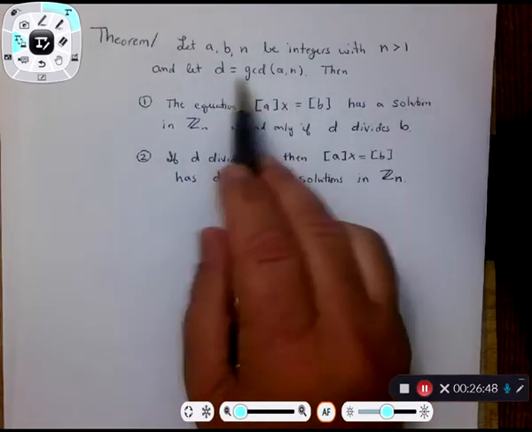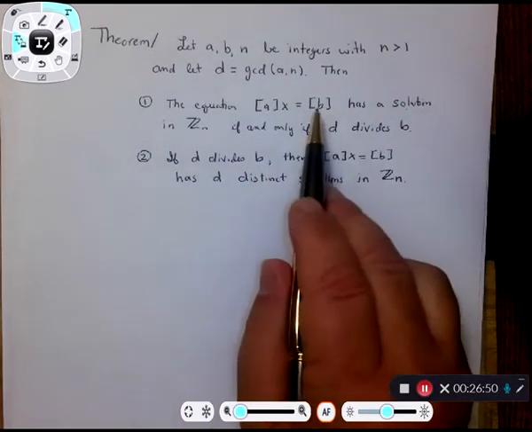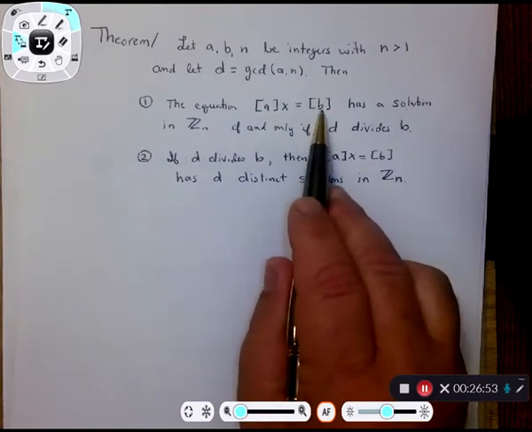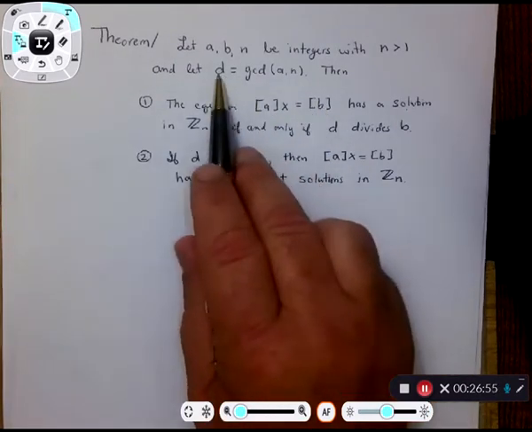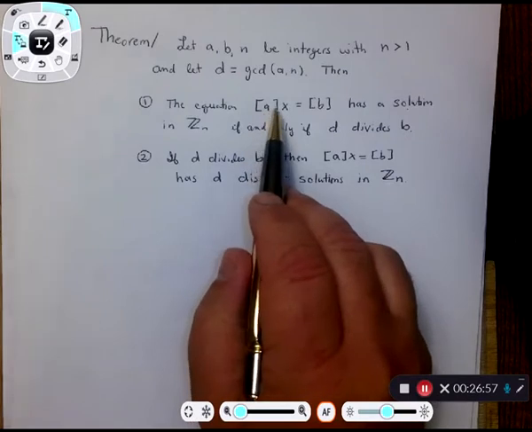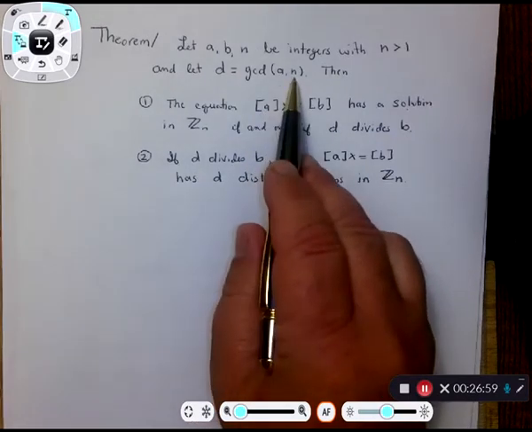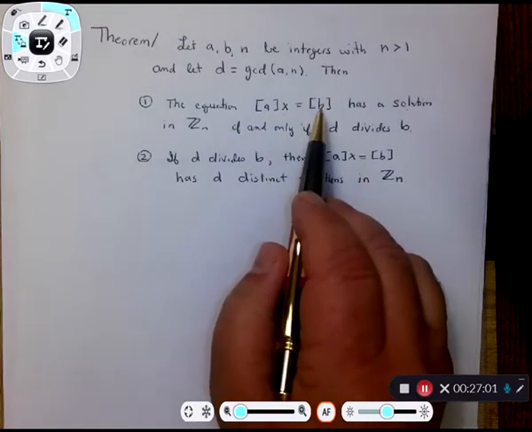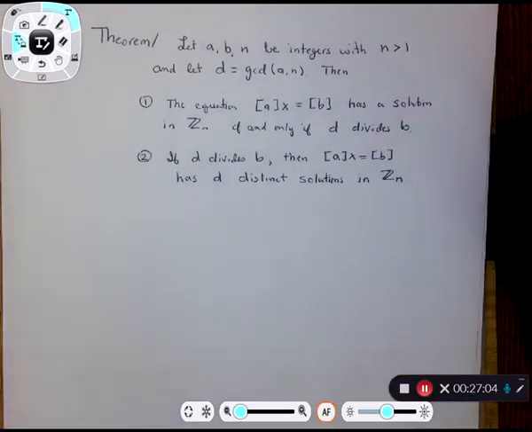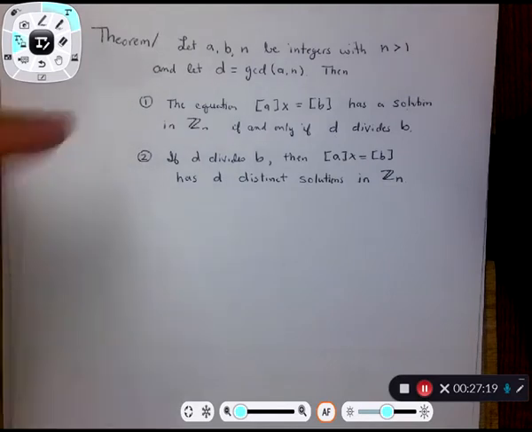The GCD of A and N has to divide what A times X equals. So when the GCD of the coefficient in front of the X and the mod number divides what it's equal to, you're always going to get a solution. Now, what does it mean to have a solution? Well, you can have a unique solution, or you can have multiple answers. So you may have just one solution, or you may have multiple solutions.